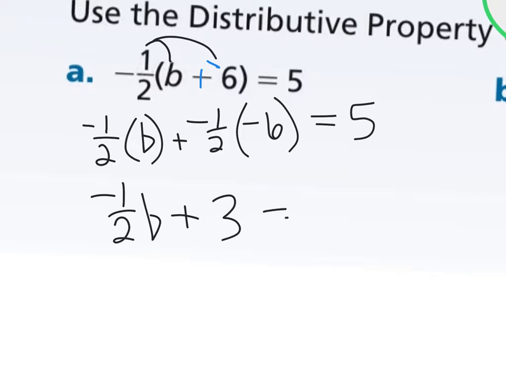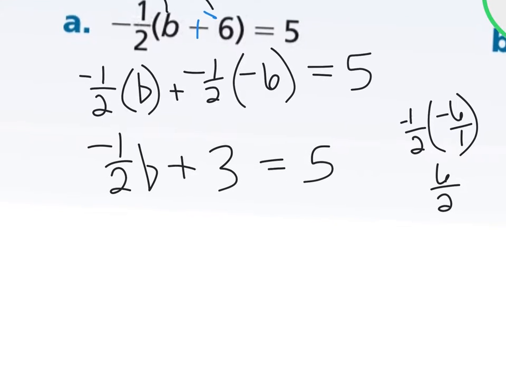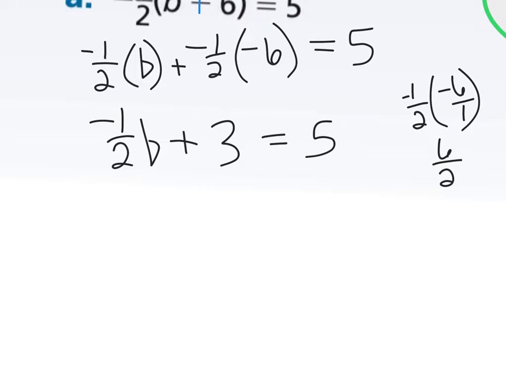Okay. And again, if we're not sure about what's happening there, we can rewrite these. Negative 6 over 1. Negative times negative is positive, so that'd be 6 over 2, and then 6 divided by 2 is 3. You'll get the same thing. If you'll notice at this point, now we have a two-step equation. So a two-step equation, first thing we need to do would be?